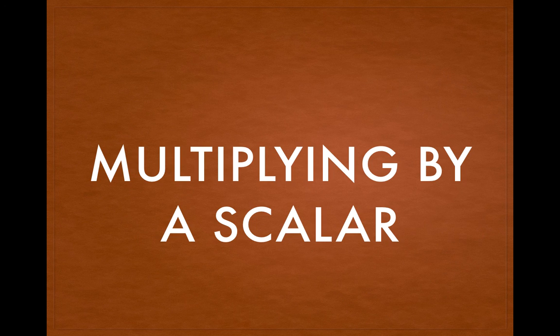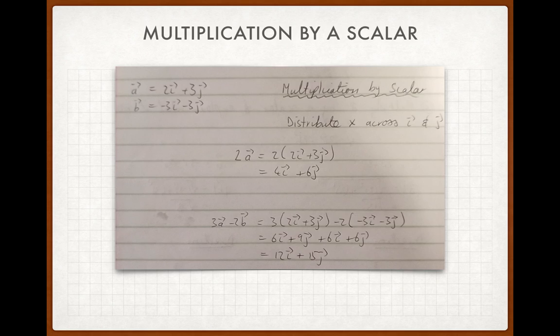Okay, multiplication by a scalar. So look in the box. Just like with multiplication of a number by x and y, we distribute the multiplication across the i and the j. So 2 times the vector A is the same as 2 times 2i plus 3j. And then we just multiply the 2 by the 2i and the 2 by the 3j. That's it. 4i plus 6j is the answer.